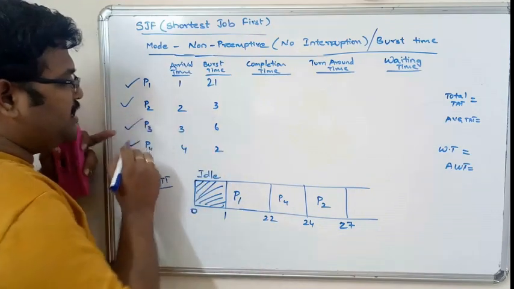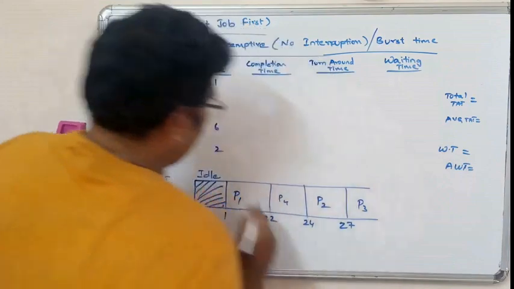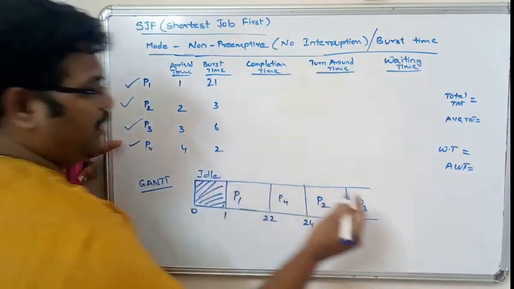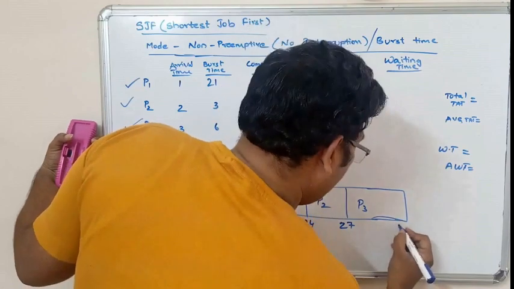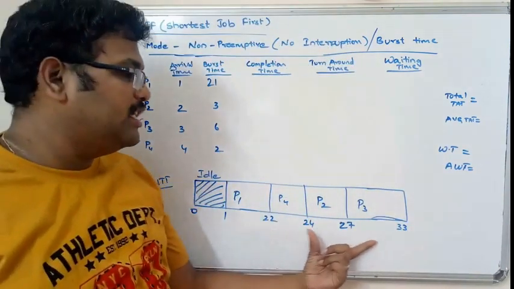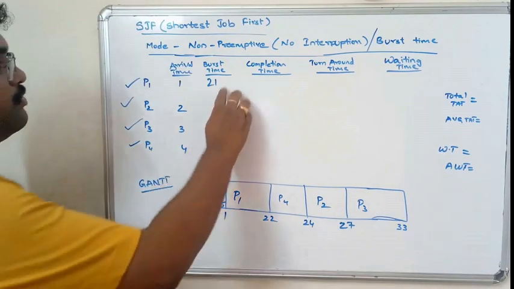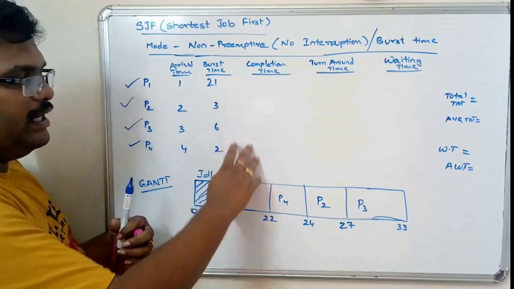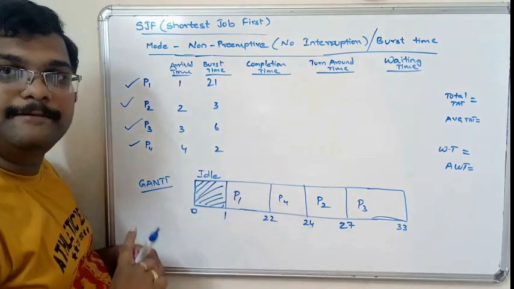After that, only one process remains in the ready queue, that is P3. Now P3 is available, so P3 will be allocated and completed by 33. So the total time required to complete all these processes is 33. Now calculate this one: 21 plus 3, 24, 30, 32 and 1 is idle, so total 33.